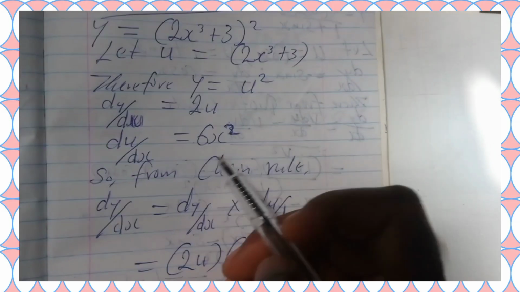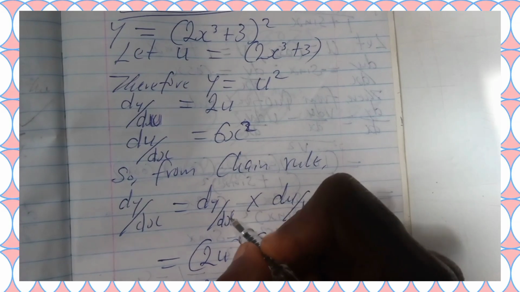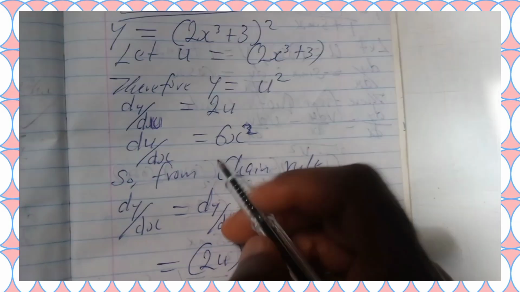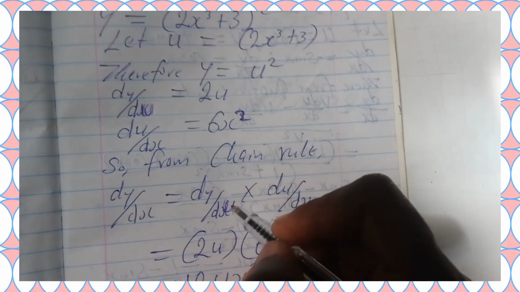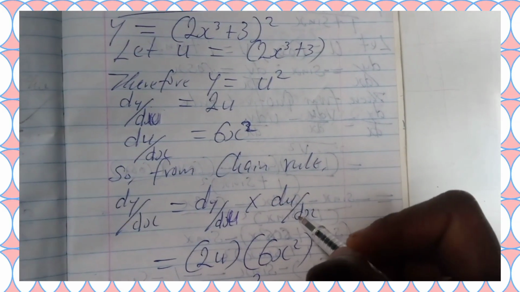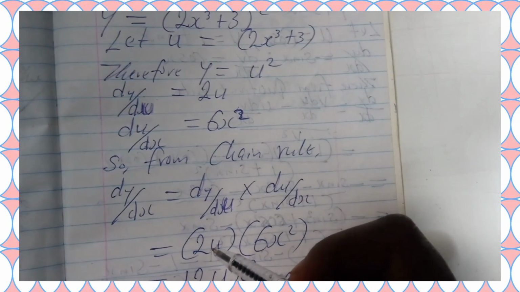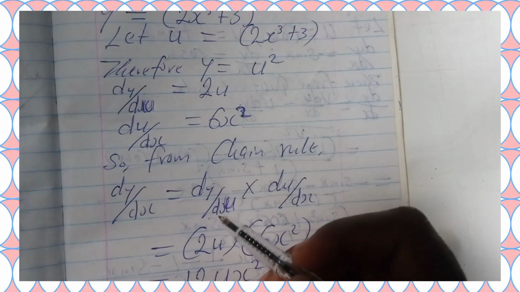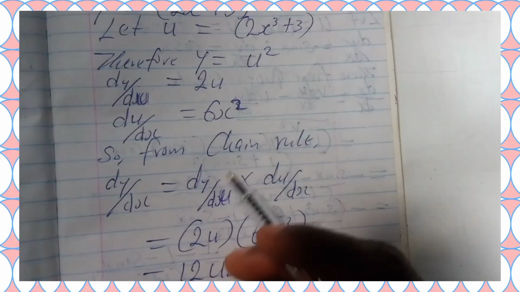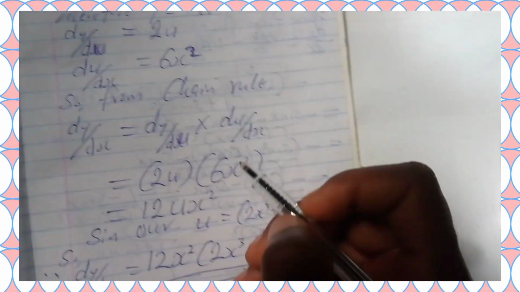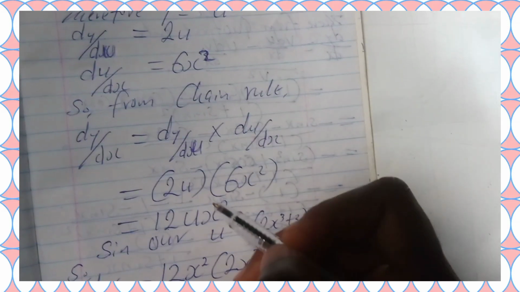Now from the chain rule, we know that dy over dx is equal to dy over du times du over dx. Our dy over du is 2u. That is why I have 2u here to represent this dy over du, times our du over dx that we have here, which is 6x squared. So 2u times 6x squared gives us 2 times 6, which is 12. Then we have u, then x squared.